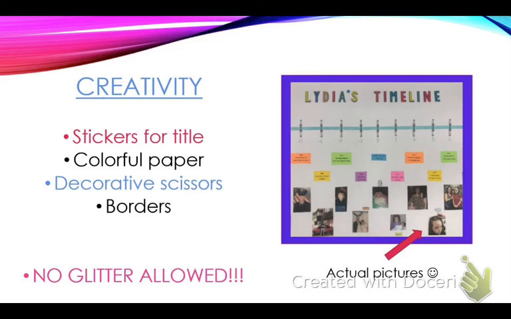Here's some ideas for creativity, okay? Use stickers for your title. Notice here, this is a project from last year. She had stickers. These are like little pop-out stickers, and it just makes her timeline title very cute. Colorful paper. If you notice here, they didn't just put white paper on there. They used colorful paper. You can't see it very well, but there are decorative scissors around each of these to where it's kind of cut like this. So it looks cute and decorative.